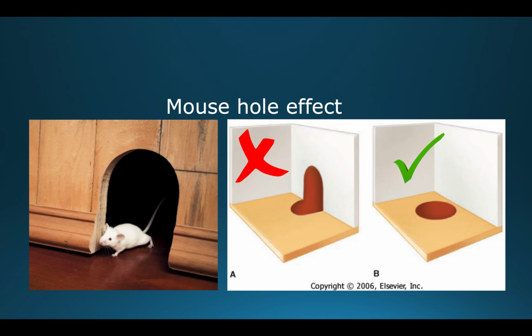A mouse hole effect: if we expose part of the canal orifice and leave the other part covered with the roof, then we will end up with a mouse hole effect. This is a correctable or amendable error. We have only to cut the roof of the pulp chamber and expose the canal orifice completely.